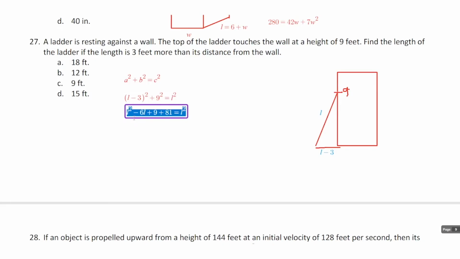If I subtract L squared from both sides, I can get rid of both of those quadratic terms. And this will just be 0 on this side. Then I can combine my like terms here. 81 plus 9 is 90. Now I've got a nice little two-step equation here that shouldn't be too bad to solve. First I'll subtract 90 from both sides. And then I'll divide both sides by -6. And so you should get L equals, let's see here, 90 divided by 6 is 15. So our answer is D.